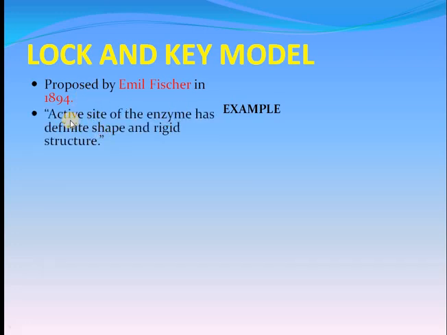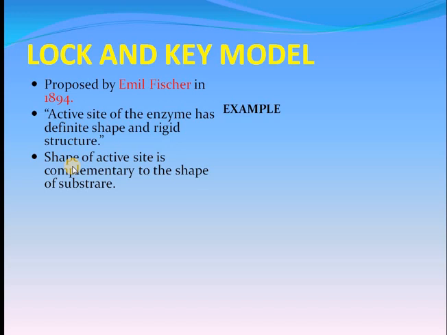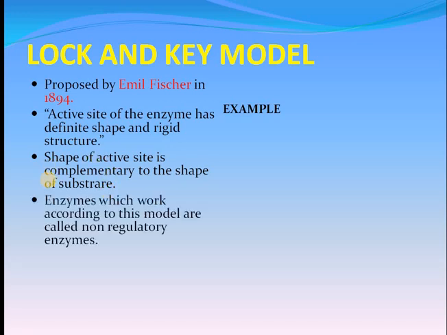According to the lock and key model, the active site of an enzyme has a definite shape and rigid structure. So a particular substrate will bind to the active site. The shape of the active site is complementary to the shape of the substrate. Lock and key model. What is the reason that it is known as lock and key model? Basically, it assumes that a particular key opens a particular lock.